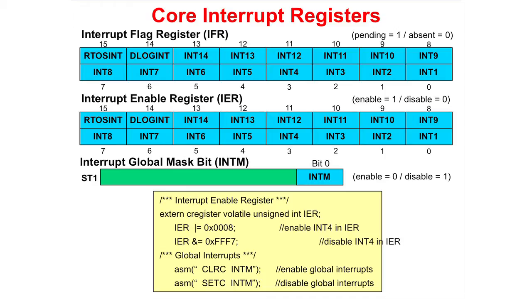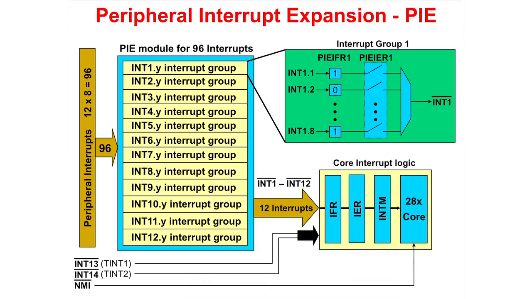The interrupt enable register is managed by ORing and ANDing mask values. The interrupt global mask bit is managed using inline assembly. We have already discussed the interrupt process in the core.